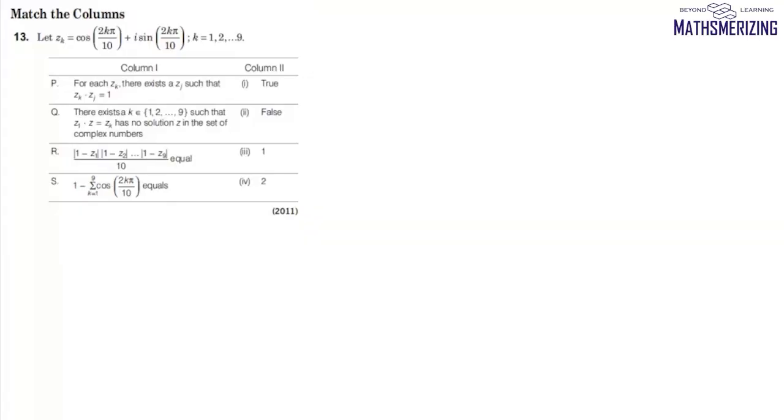Now the next question is, let zk equals cos 2k pi by 10 plus iota sine 2k pi by 10. That means zk is the 10th root of unity. Now in this column 1, P is for each zk there exists a zj such that zk into zj equals 1.